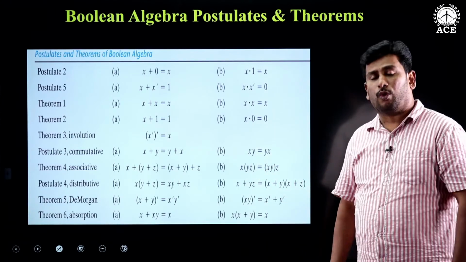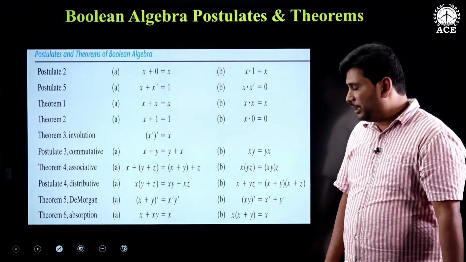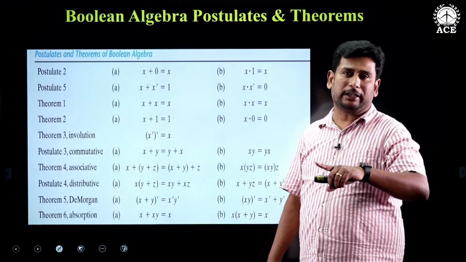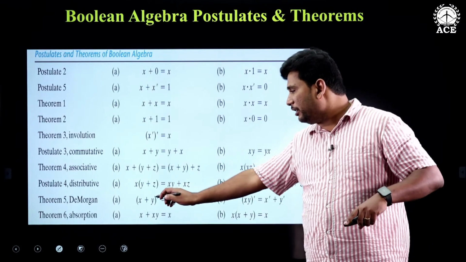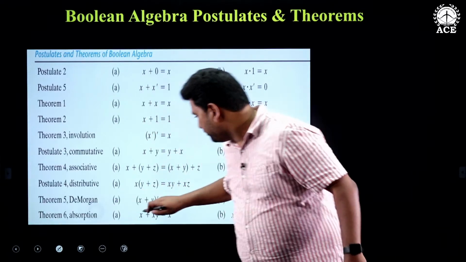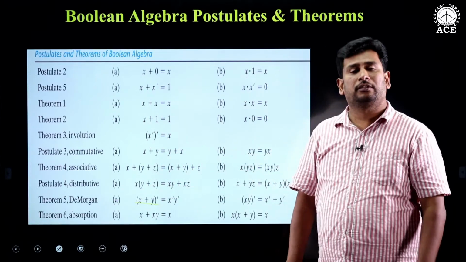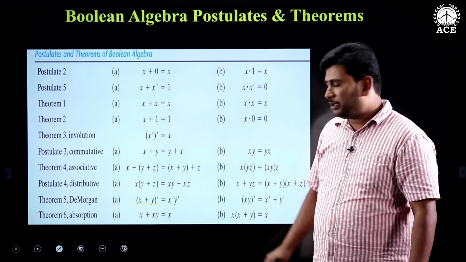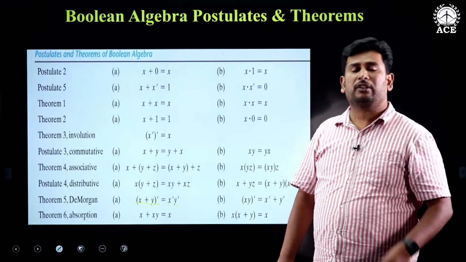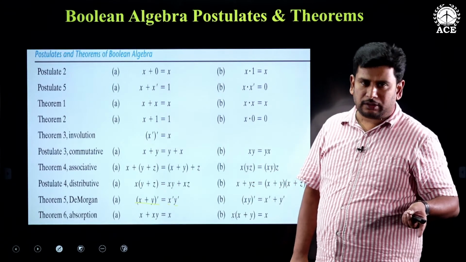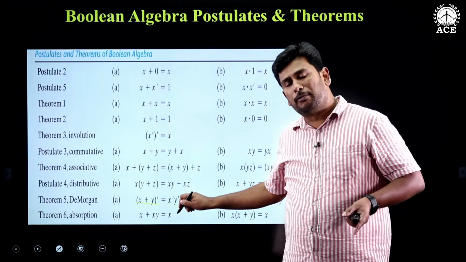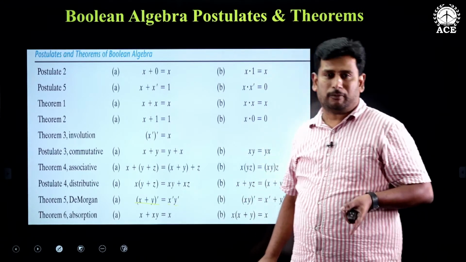So remember, what is De Morgan's law? X OR with Y, whole complement. First you are calculating the OR operation of the variables, and then you take the complement of that. That is equal to the individual variable complements ANDed together. So X OR with Y whole complement is equal to X complement AND with Y complement.